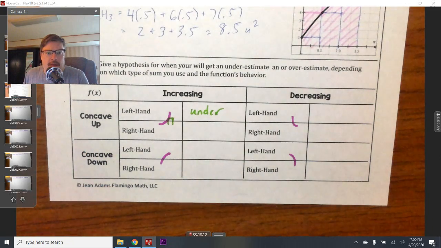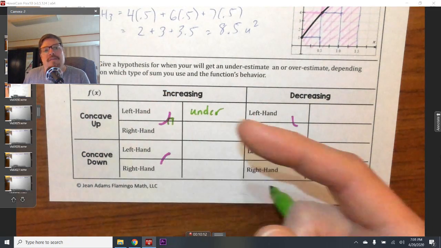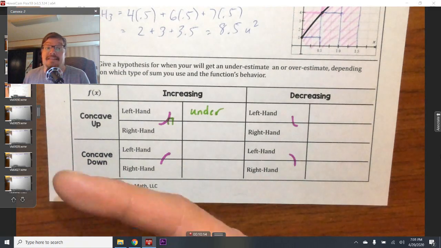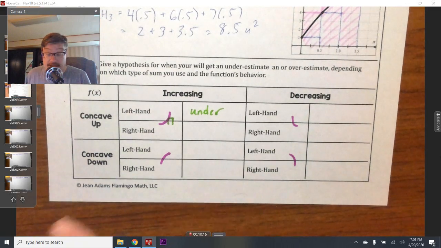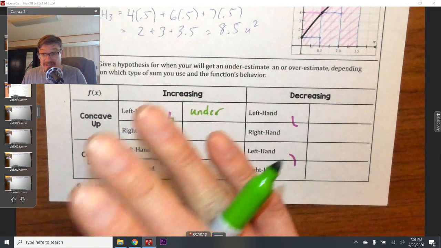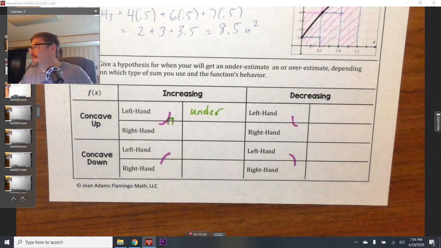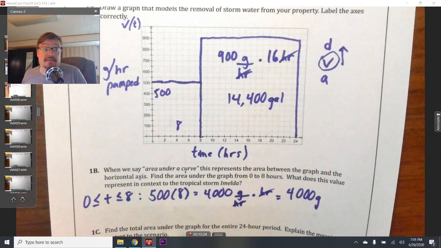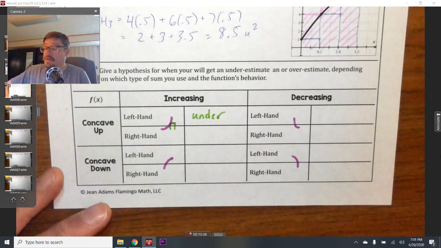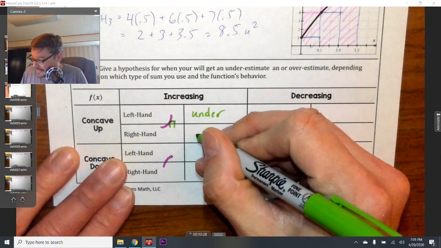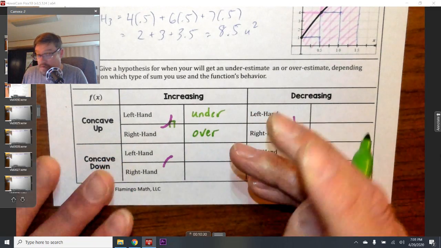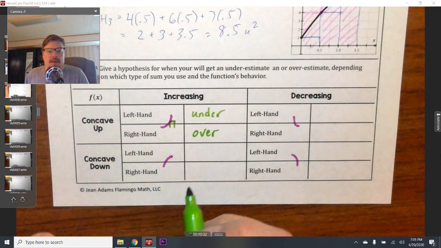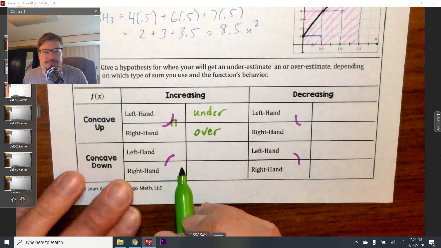Now, by extension, if it's the right-hand sum, it has to be an overestimate. It has to, unless it's a constant function, like our very first example, where it's an exact area. But here, with these estimates, this has to be an over. There's just no way around it. Now let's look at the left here.